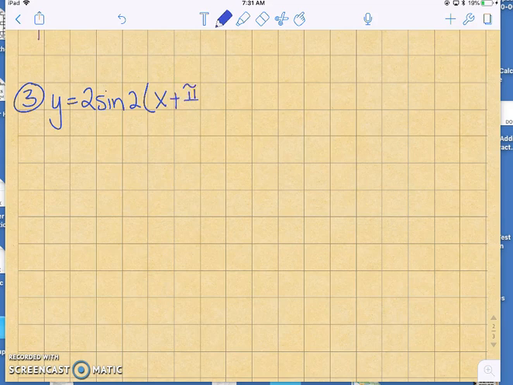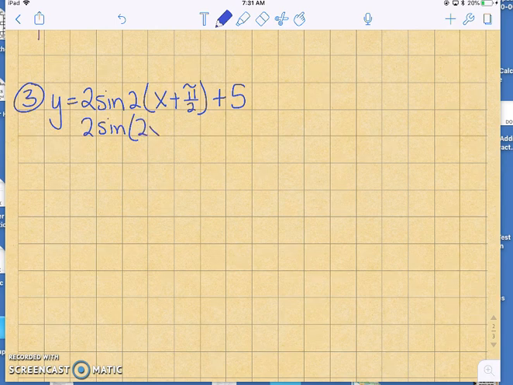And we'll take a look at one more together here. So the third one we're going to take a look at. Y equals 2 the sine. So you'll notice this one's factored a little bit differently. We have the 2 on the outside. So we can distribute that. So we have 2 the sine 2x plus 2 pi over 2. So that would just be pi plus 5.